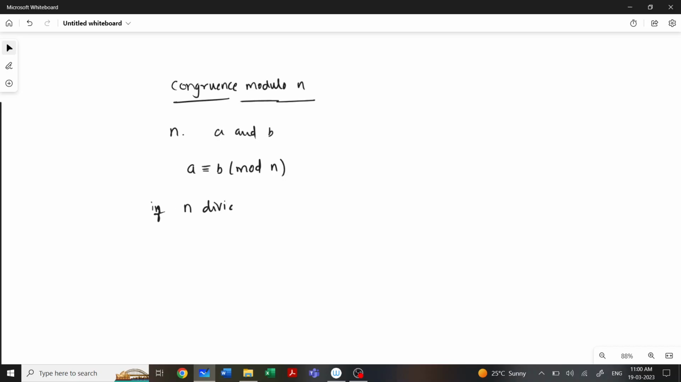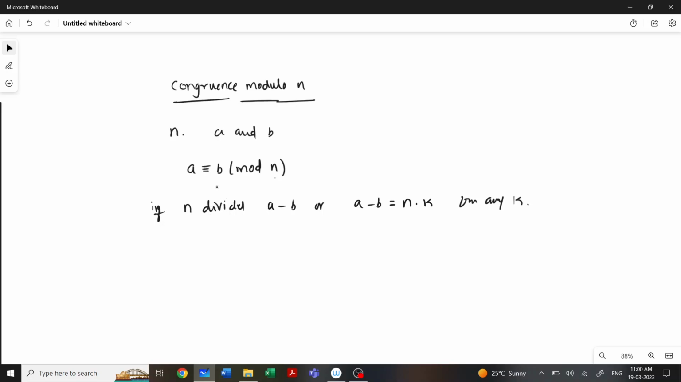n divides a minus b, or a minus b can be written as n into k for any integer k. That is, the fixed integer n divides a minus b, or a minus b can be written as a multiple of n. So k may be 0, 1, 2, 3, etc. It belongs to the integers, maybe positive or negative. Here also, a minus b may be a positive number or a negative number.